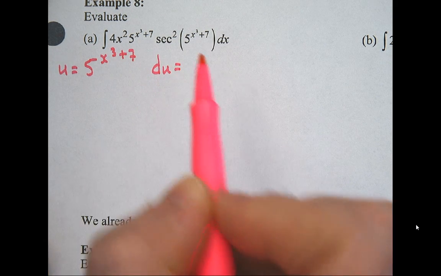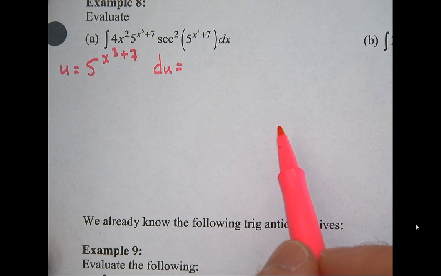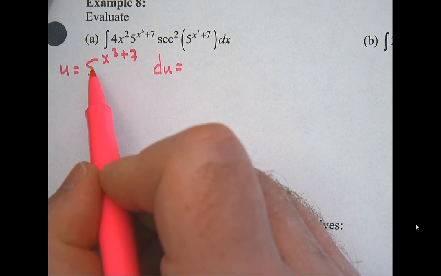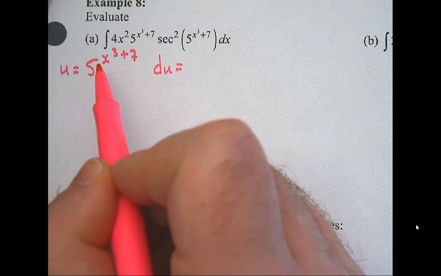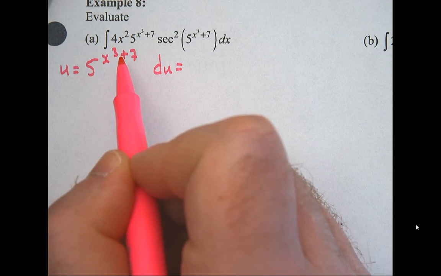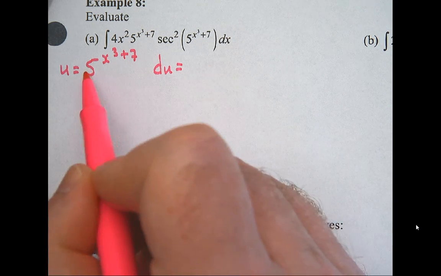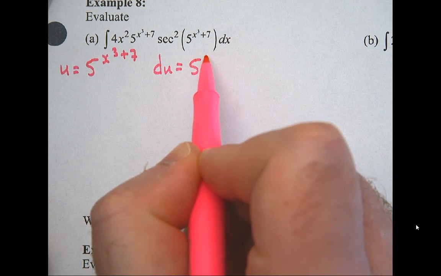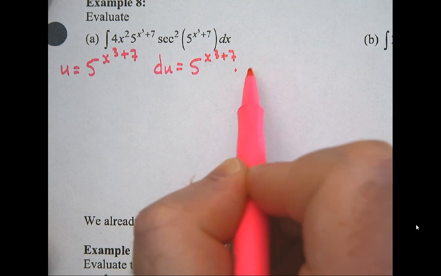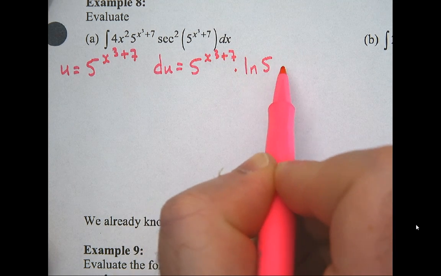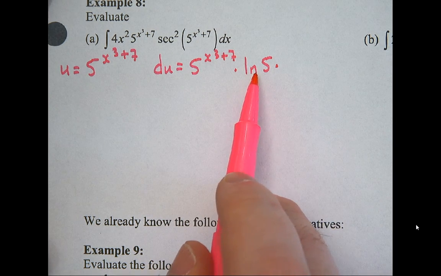So du then is equal to, oh boy. Now remember, when you've got a base other than e, they start off just like e does. So e to the something is e to the something. So 5 to the something is 5 to the something times natural log of that base. Times, okay, let's just stop there for a sec.